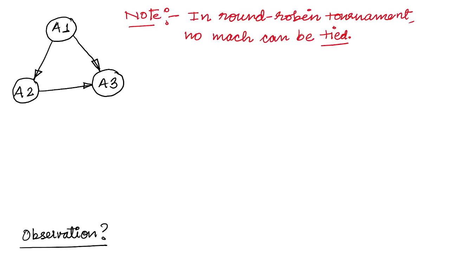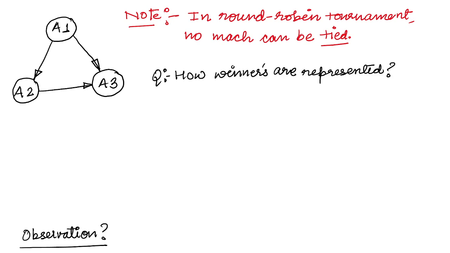Now, you have to remember that whenever it comes to a tournament, no game can end in a tie. That means all the games should have some outcome. That means either one wins and the other loses, or the other wins and the first one loses. But we will not have a situation where the game is a tie. So here, how to decide which is the winner?